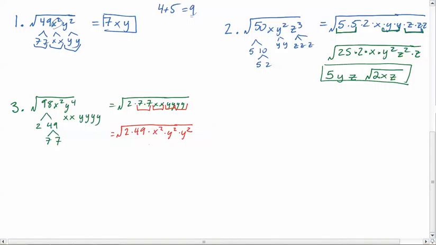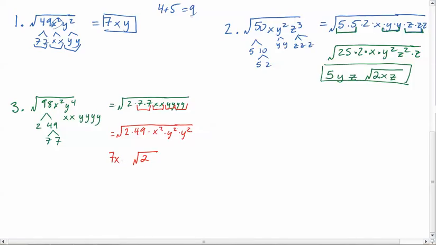So now we're going to go through each individual term. If we can take the square root, we will. If we can't, then it stays. So here we go. Square root of 2, I don't know, goes in the square root. Square root of 49, 7. Square root of x squared, x.